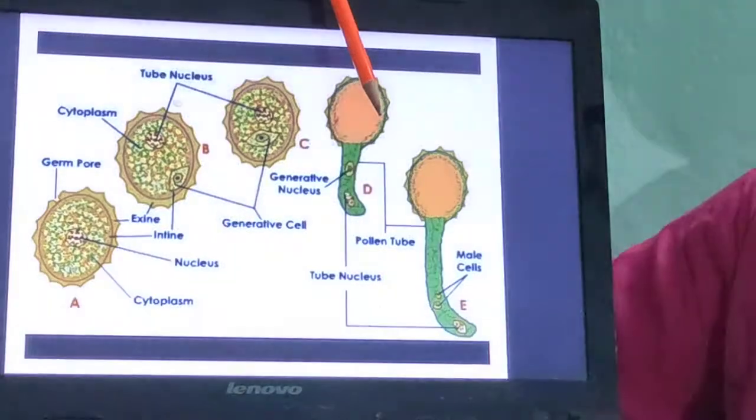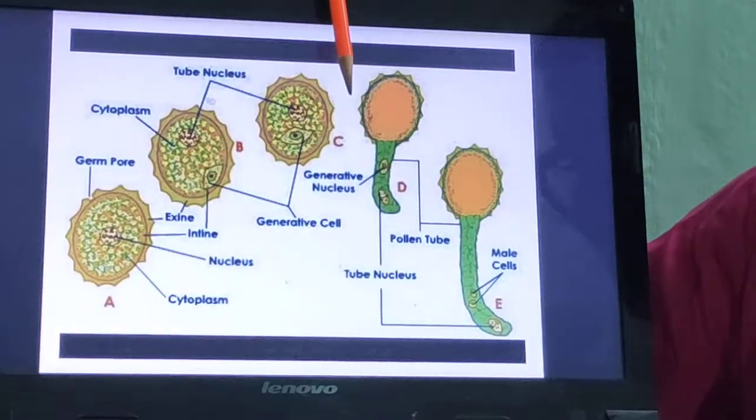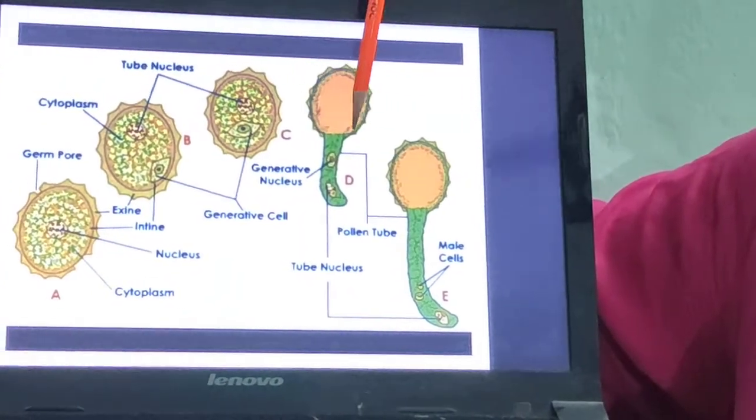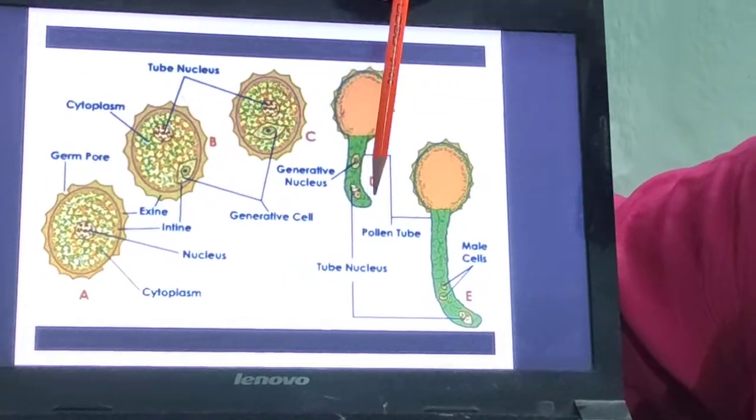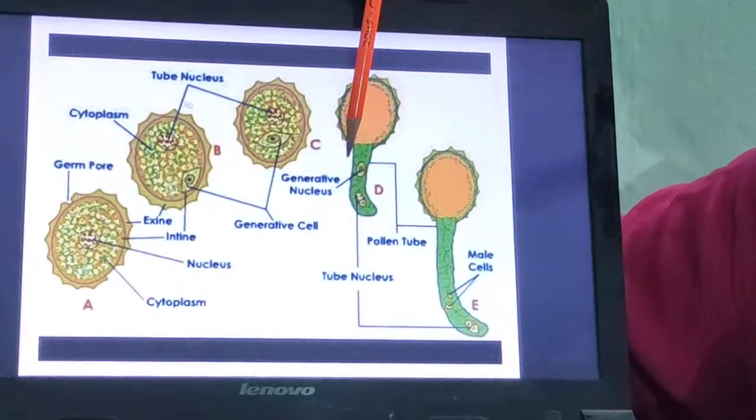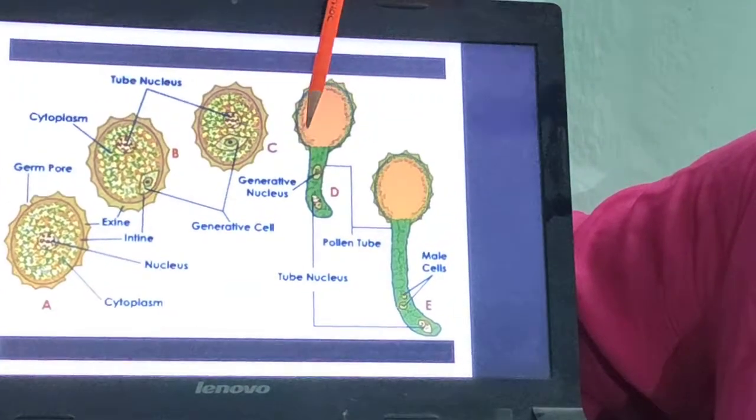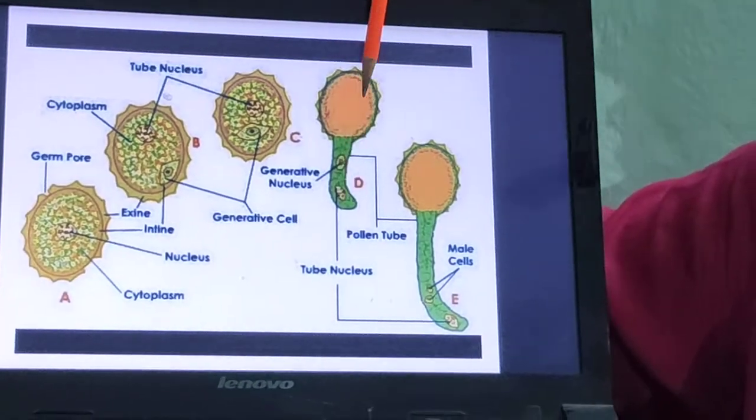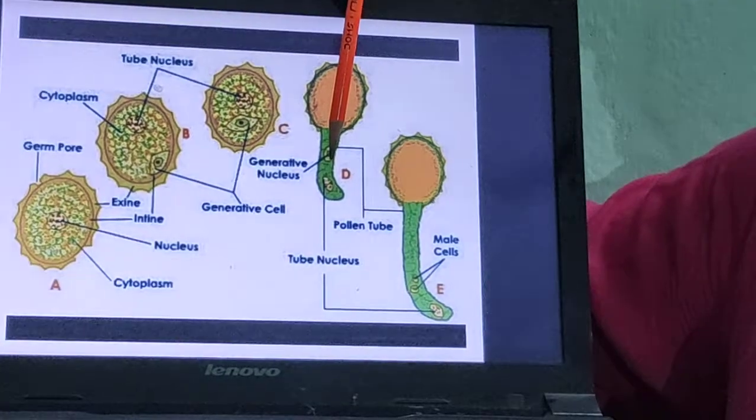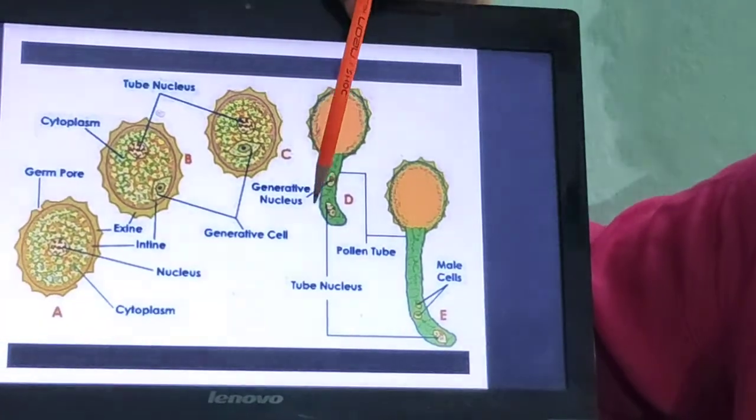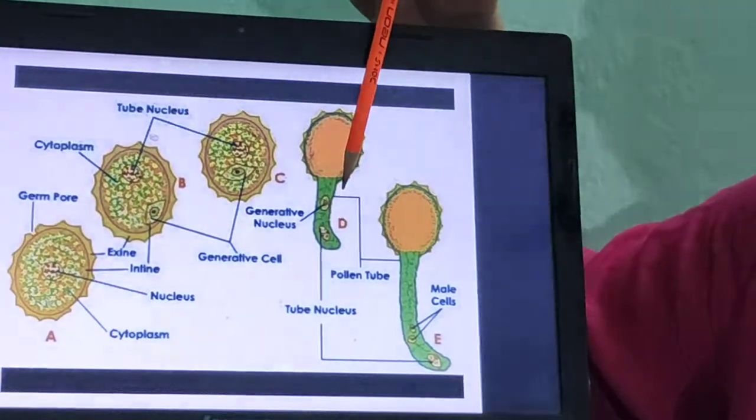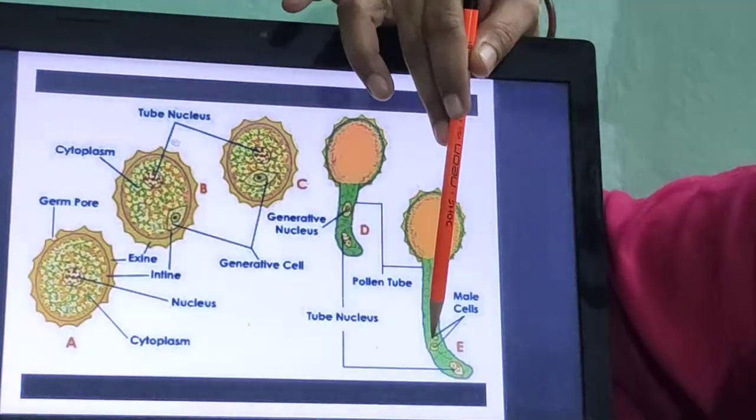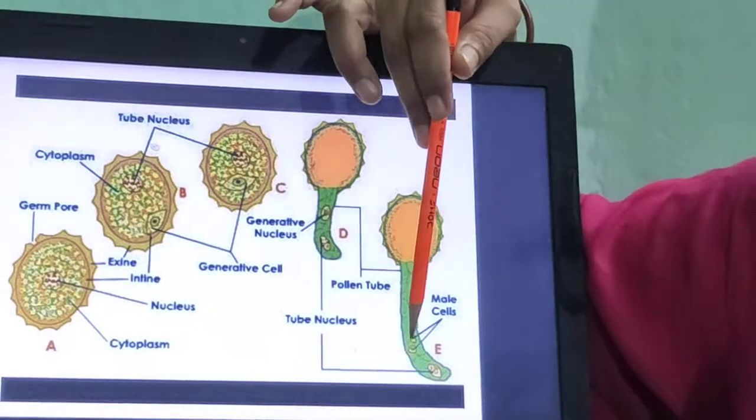When it falls on the stigma, it absorbs certain nutritional fluid present in the stigma, and like this it germinates. That means the vegetative cell germinates to form a pollen tube through the germ pores. Now the vegetative nucleus and the contents migrate towards the tip of the pollen tube, and the generative cell also migrates to the pollen tube. Along with the formation of the pollen tube, the generative cell undergoes mitosis to produce two male gametes. Here you see two male gametes.